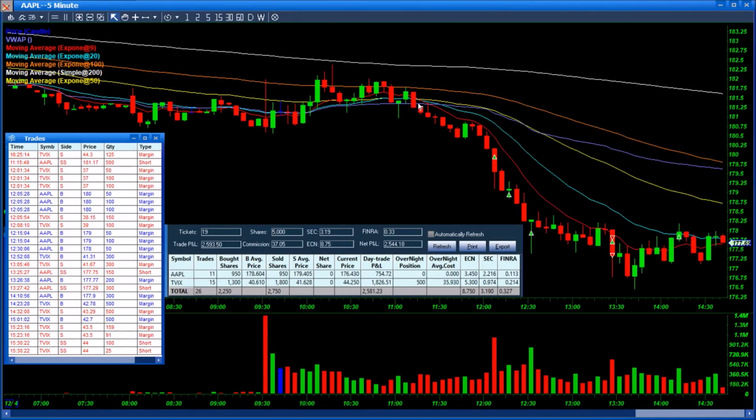We sold back through this. This closed below VWAP. Got this candle open, sold off. As soon as we broke the low of this candle, I was in. And really nice move down to, what was that?